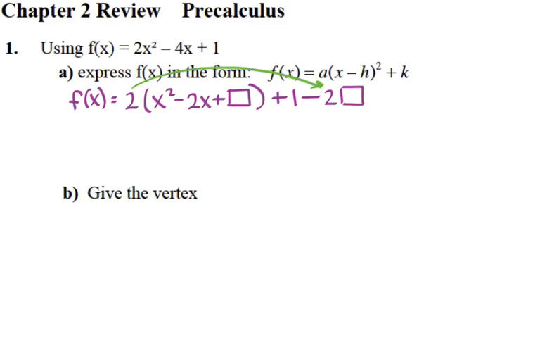To figure out what number goes in the box, I'm going to take half of my middle term, which is negative 2, and then square it. So half of negative 2 is negative 1. Negative 1 squared is positive 1. So I have 1 and 1.